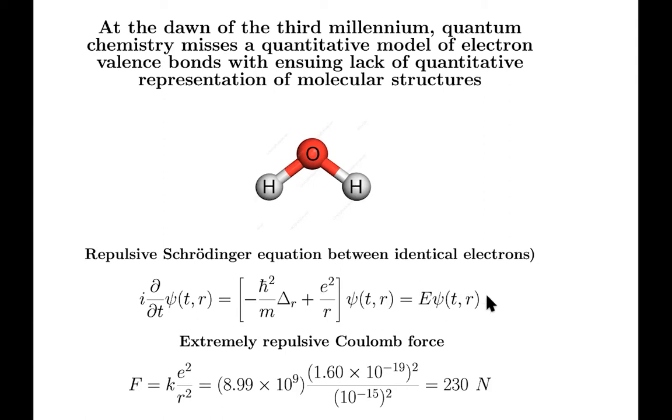I recommend chemists compute explicitly the repulsive force between the identical electrons in a valence bond, which is given by the Coulomb force that we learn in high school. After substituting the constants that are very well known, it is easy to end up with a repulsive force of 230 Newton. Ladies and gentlemen, this is an astronomically large force. Newton is a macroscopic unit for force, and 230 Newton is quite large, and then applied to the tiny electron, it becomes astronomically big.